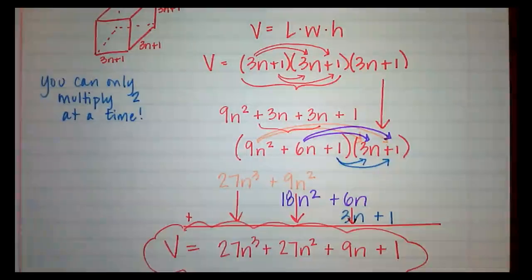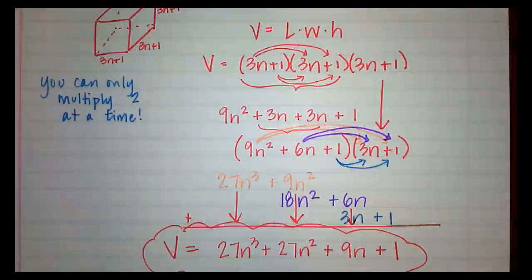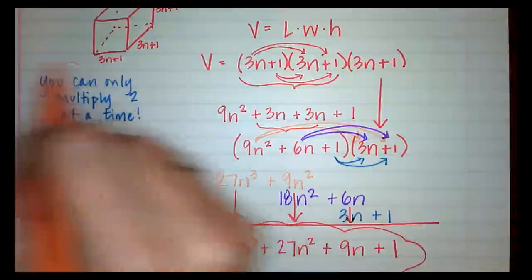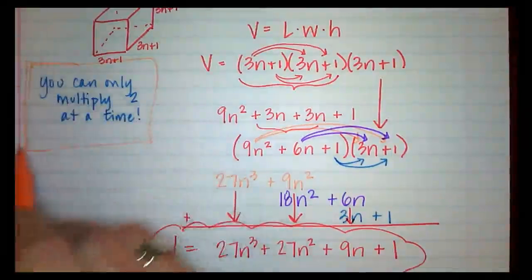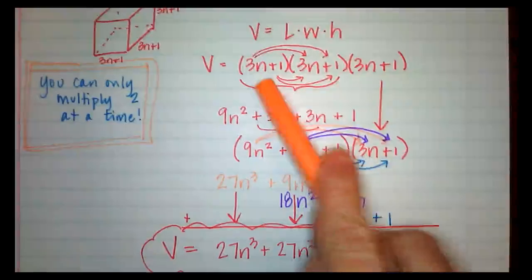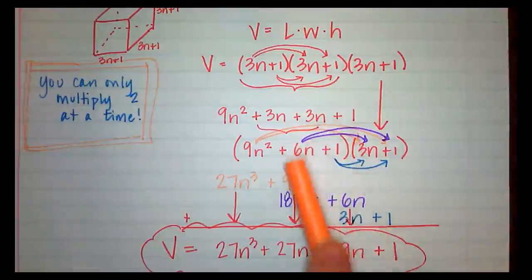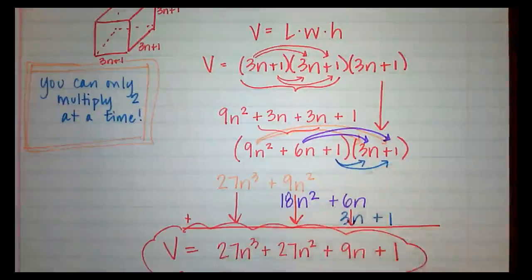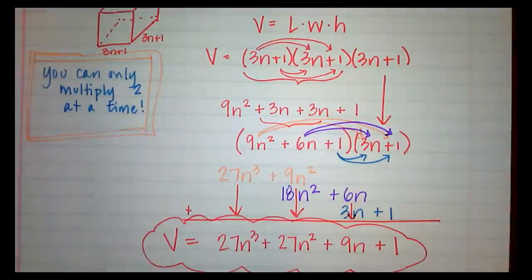Now, if there was a shortcut, we would have done it, but remember, we made this note right over here. You can only multiply 2 at a time. So we multiplied the length and the width together, and then took that answer and multiplied by the height. All right, that should cover it.